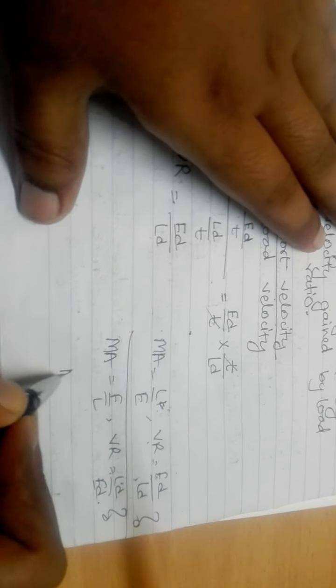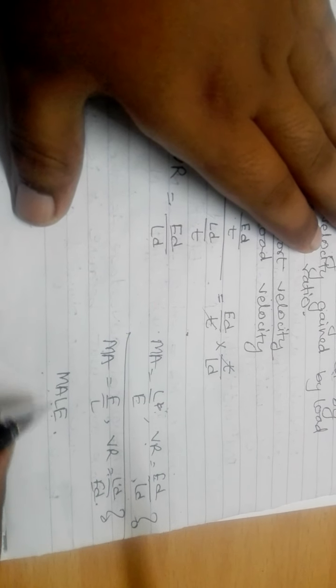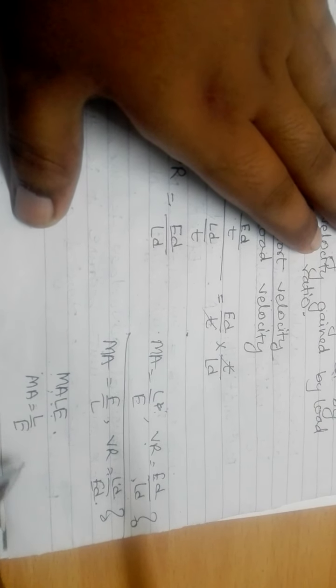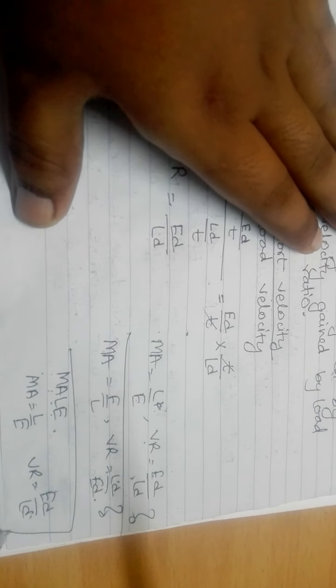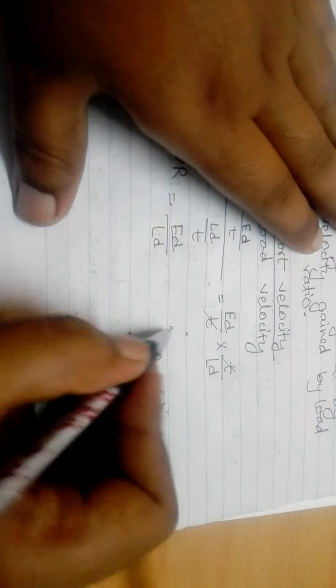Yes, that is why you need some memorizing technique. As I told you, MEL means MA equals L by E. If MA has L in the numerator, then definitely VR has E in the numerator. This is how you can memorize it.